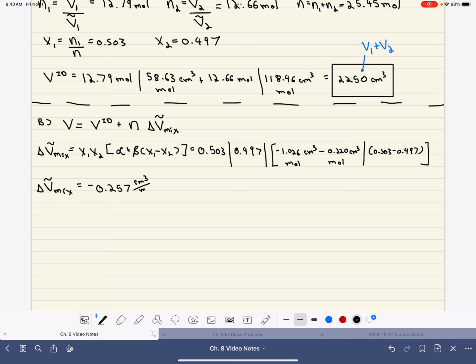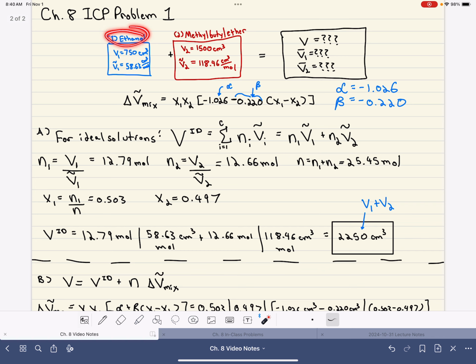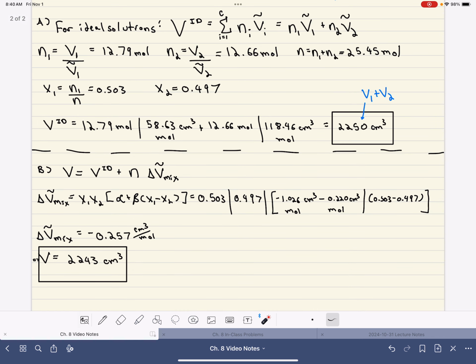We take this value, plug it into here, and we get that the actual volume of the mixture is only 2243 centimeters cubed. And so, due to non-idealities between the ethanol and the methyl butyl ether, we find that the actual volume of the mixture is slightly lower than that of the ideal solution.